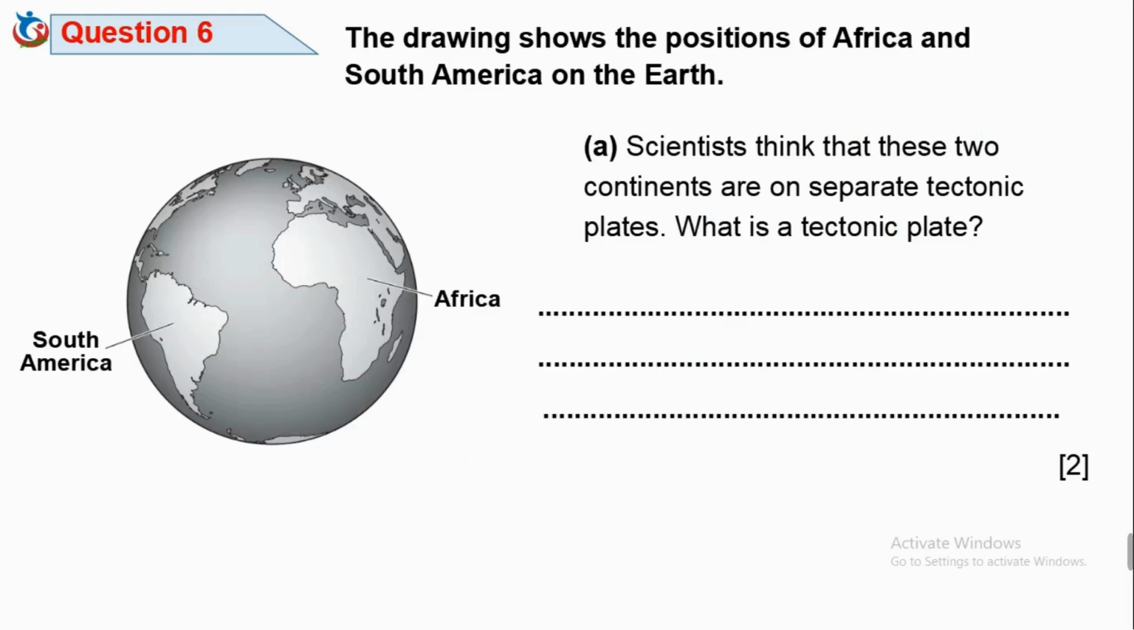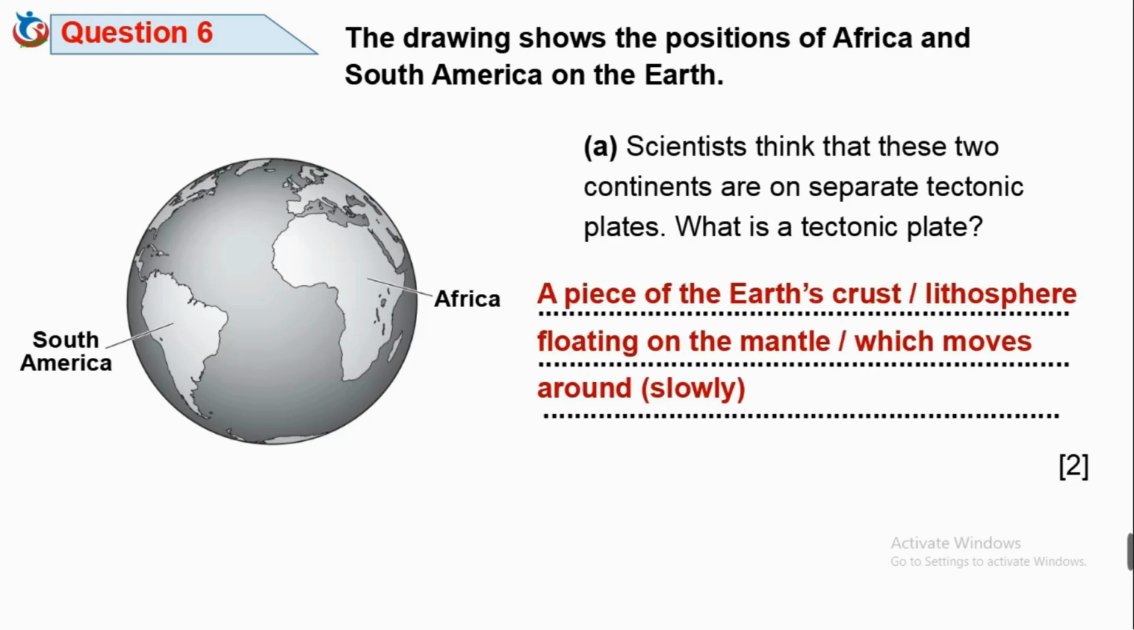Question 6. A drawing shows the positions of Africa and South America on the Earth. 6a. Scientists think that these two continents are on separate tectonic plates. What is a tectonic plate? You know that a tectonic plate is a piece of the Earth's crust or lithosphere floating on the mantle and can move around slowly. They are landforms created as a result of Earth's movement.